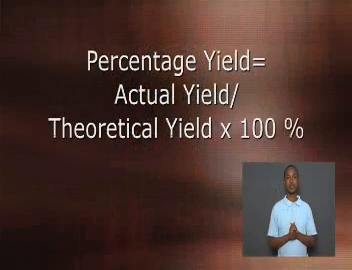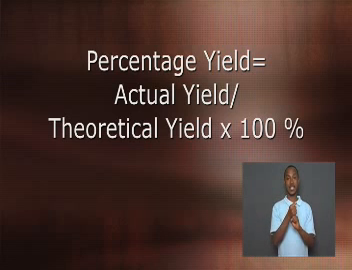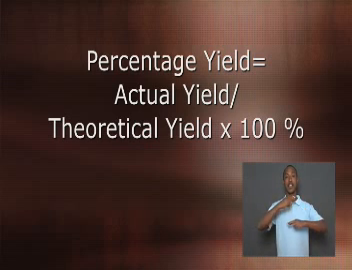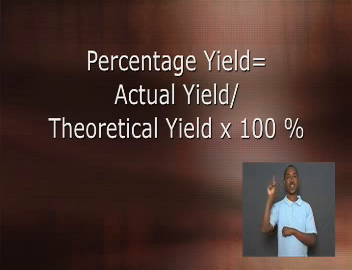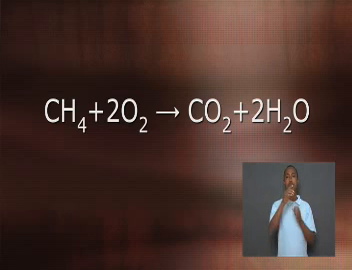The percentage yield is the ratio of the actual yield to the theoretical yield multiplied by 100%. It shows us the efficiency of a chemical reaction to form products. Let us do an exercise together so we can gain a better understanding of these terms.